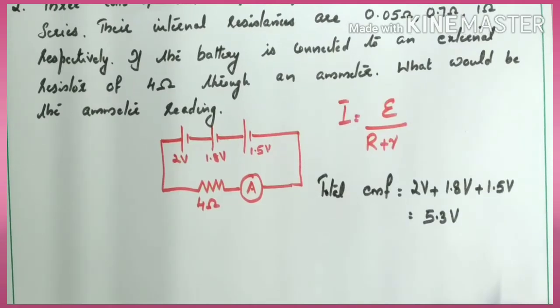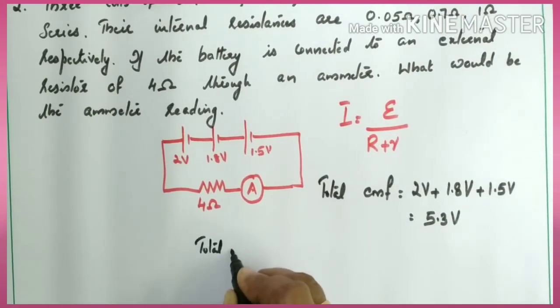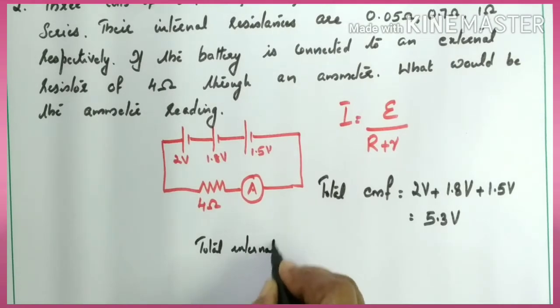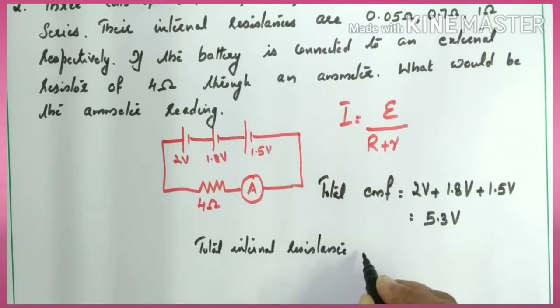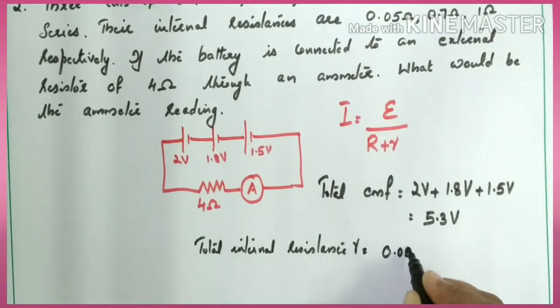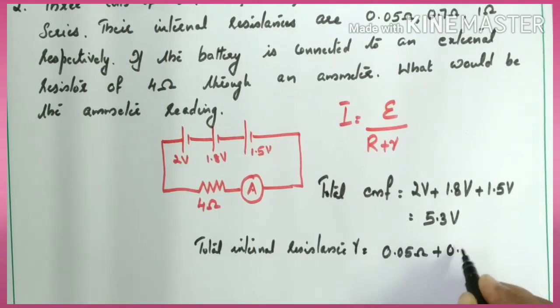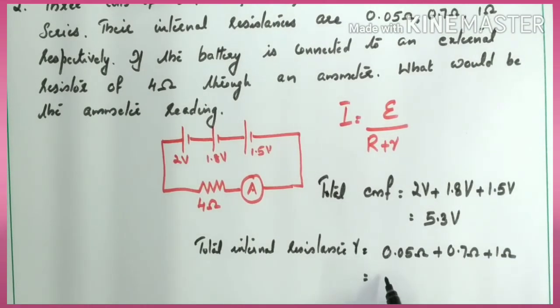Now, what is the total internal resistance? The three cells are connected in series. So, total internal resistance r equals the sum, that is 0.05 ohm plus 0.7 ohm plus 1 ohm, which is equal to 1.75 ohm.